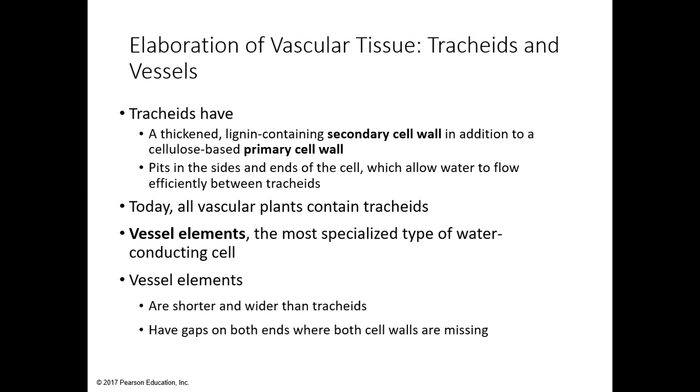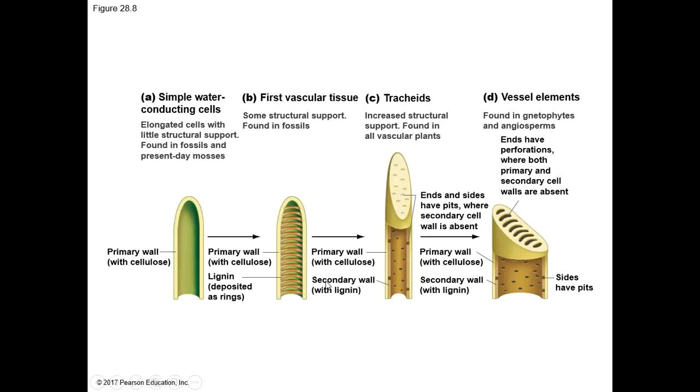All right, so these are going to be, again, very specialized, but not as specialized as vessel elements, which we'll see in a second are the most specialized type of water-conducting cells. They're shorter and wider, and they have gaps in both ends of them where the cell walls are missing. So again, if we take a look, the earliest plants to be on land had to have some kind of cell that was going to move water, right?